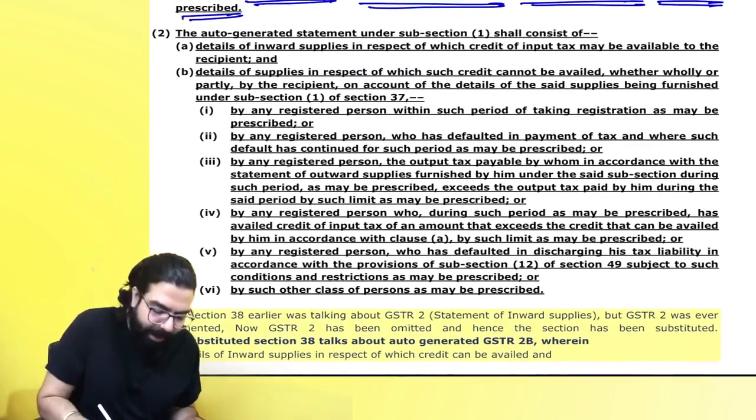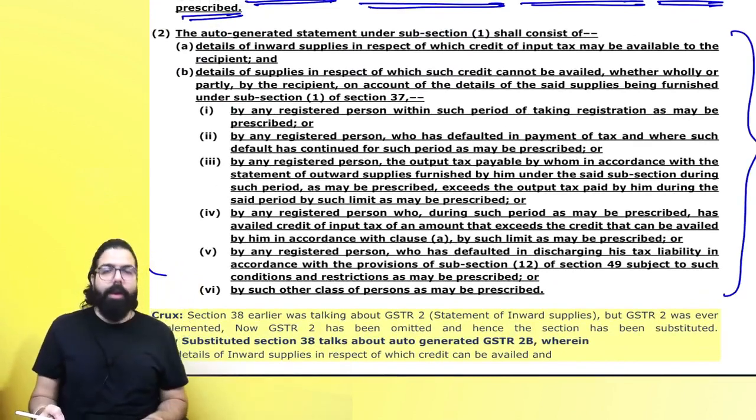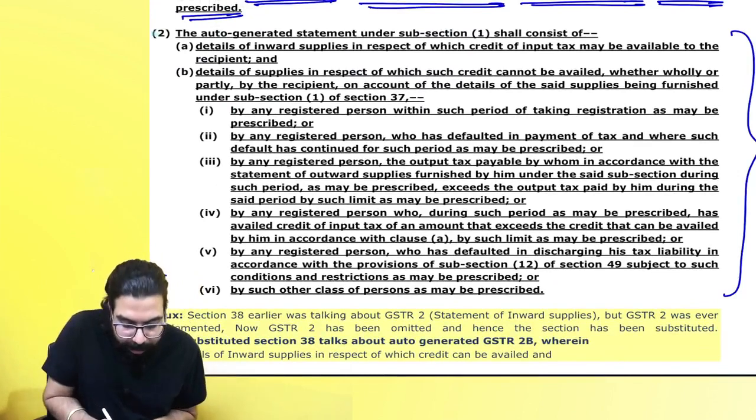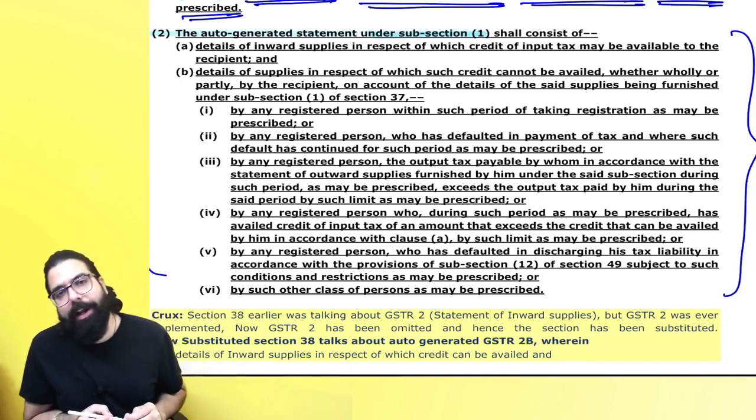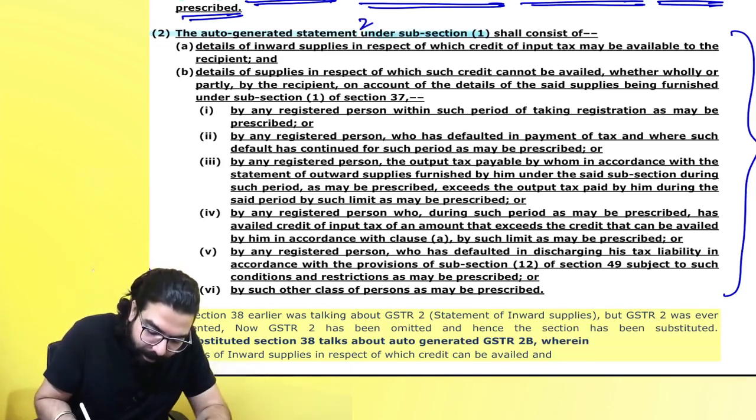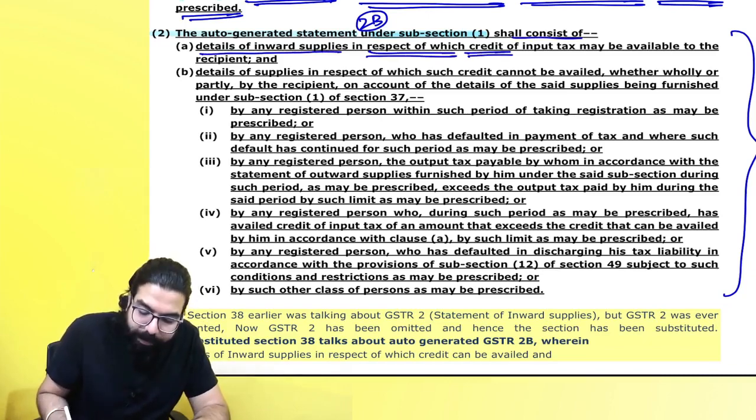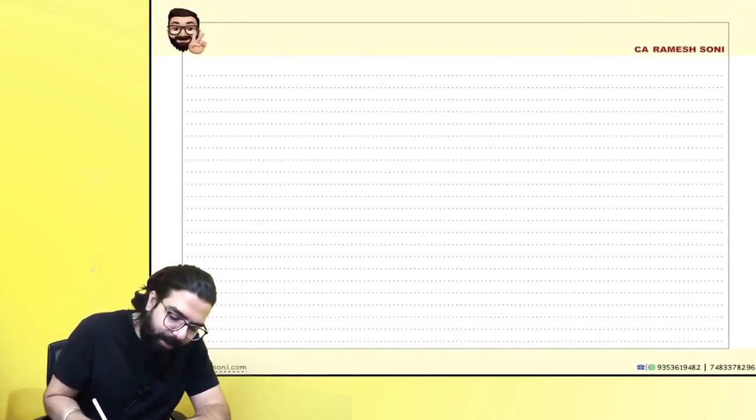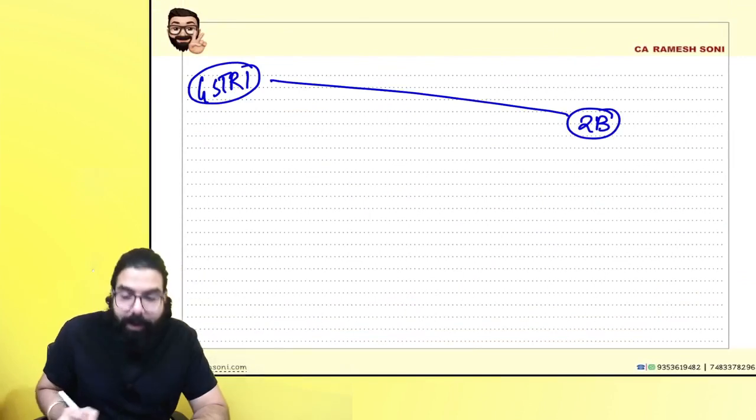Now, what is the government going ahead and telling? This is something which you will quickly learn. Everyone listen. The government is telling the auto-generated statement under subsection 1, the auto-generated statement GSTR2B. The auto-generated GSTR2B shall consist of the details of outward supply in respect of which credit of input tax may be available. So they are telling, the supplier will file GSTR1, and it will come in your GSTR2B.